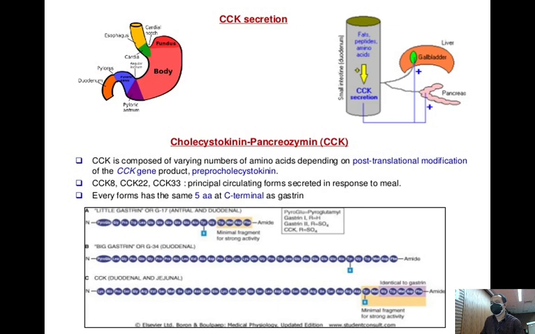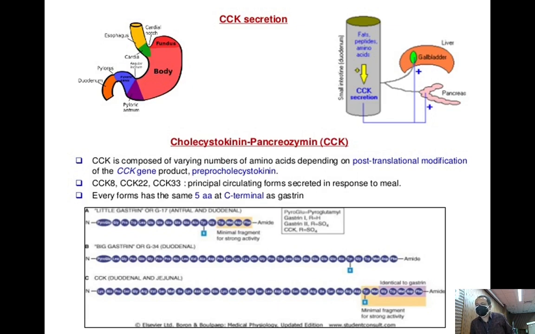Okay, then CCK, which is again a hormone from the same family. These two hormones, gastrin and CCK, belong to the same group of hormones. It is composed of varying numbers of amino acids, and you have different forms of CCK: CCK8, CCK22, CCK33, CCK38. I think around 4 or 5 types are there. They are secreted in response to a meal, basically in response to peptide and fat, these two things. And CCK plays an important role in the digestion of fat and protein.